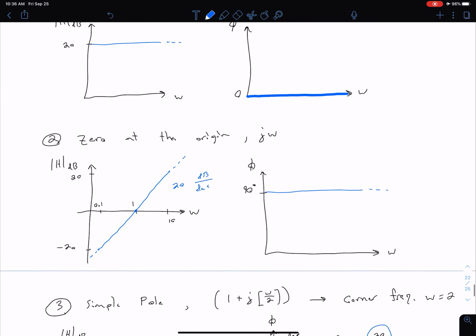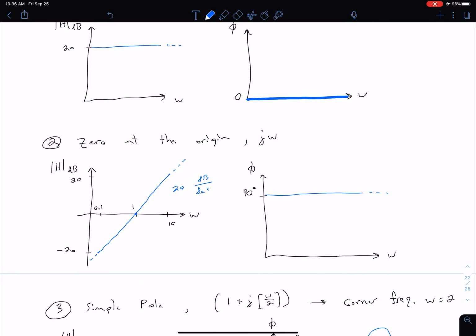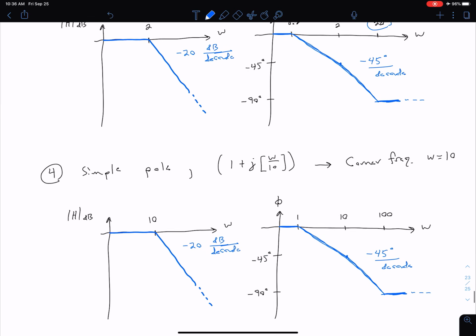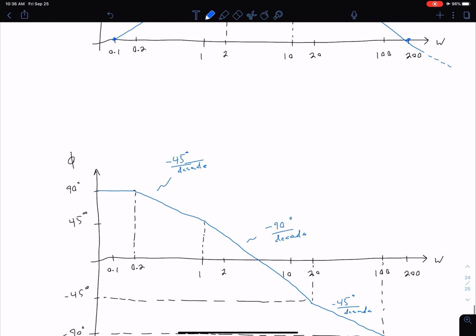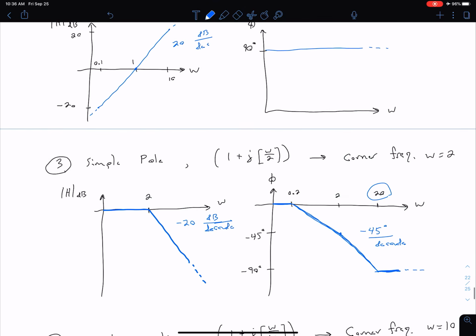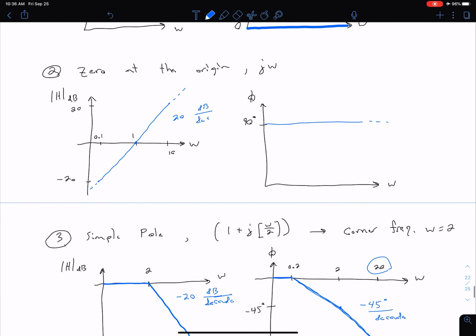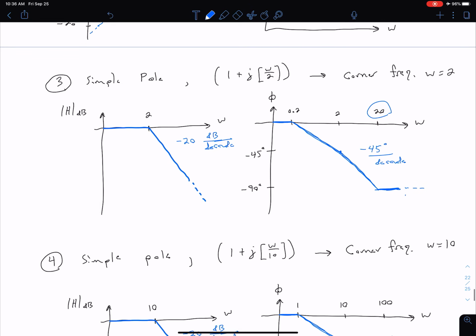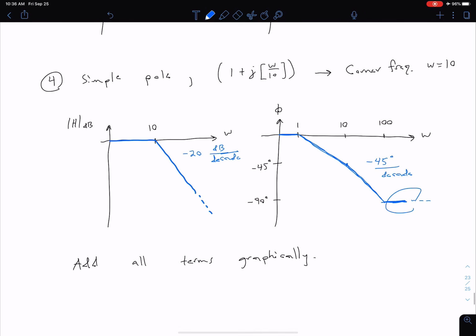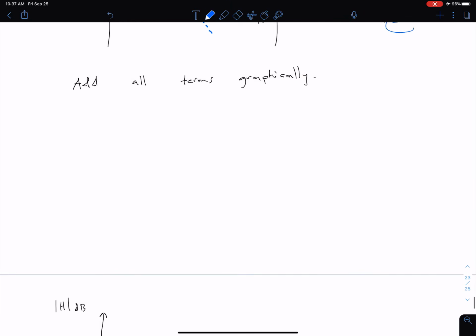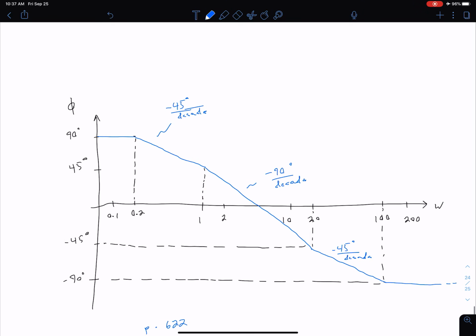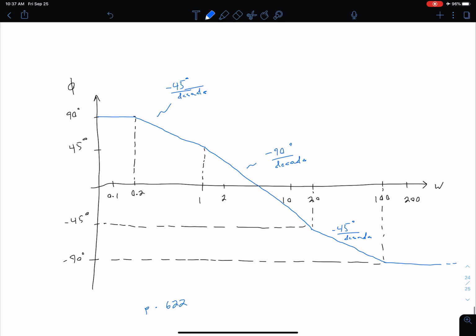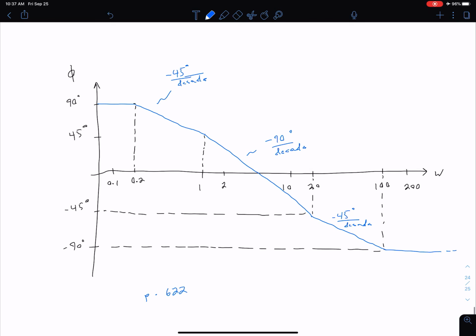So in this case, we see we have for small frequencies 0 plus 90 plus 0 plus 0. So we should be at 90, which we are. For large frequencies, we have 0 plus 90 minus 90 minus 90. So we should be at negative 90 degrees, which we are as well. So hopefully that gives you a little better idea of how we can use those 4 terms in order to create a Bode plot for a transfer function which is composed of various terms.